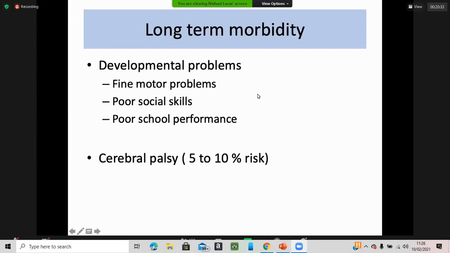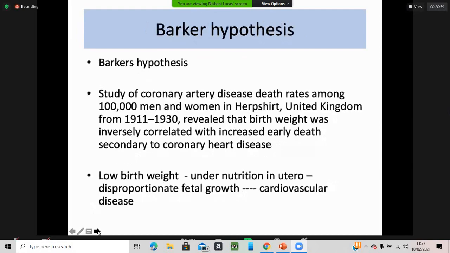Right? Otherwise, if the effects have occurred, we cannot reverse the effects that have already occurred. So because of that, there is a risk of cerebral palsy, as well as various other issues with fine motor, social skills, as well as school performance. So we can avoid all this if we pay close attention, but also if there are intrinsic problems, they will contribute to this as well.